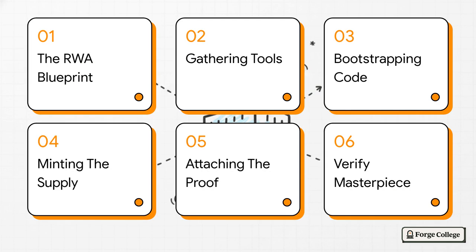Well, here is our game plan for today's prototype build. We'll start with the RWA blueprint, gather your tools, bootstrap the code, mint the supply, attach the proof, and finally, verify your masterpiece. Oh, and just a quick heads up, we are strictly using local Monopoly money today, so we're keeping the stakes playfully low while we learn the ropes.